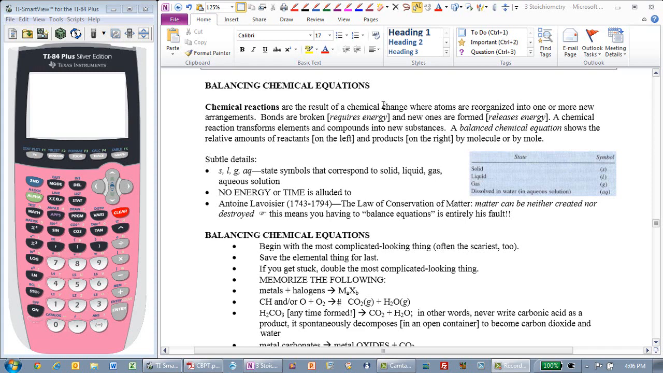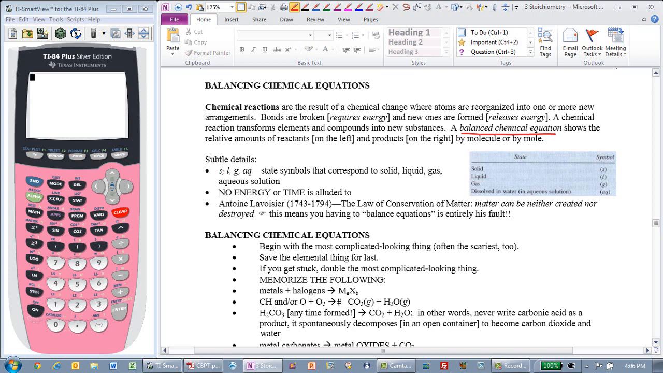Where atoms are reorganized into one or more new arrangements, bonds are broken, which requires energy. It takes energy to break a bond. When new ones are formed, energy is released. So a chemical reaction transforms elements and compounds into new substances. But we have to obey the law of conservation of mass, and so a balanced chemical equation shows us the relative amount of reactants on the left and products on the right, by molecule or by mole or by liter of gas if it's gases at STP, standard temperature and pressure, etc.